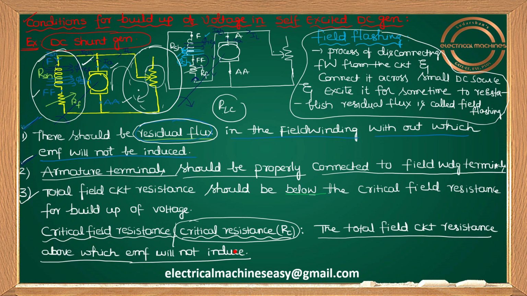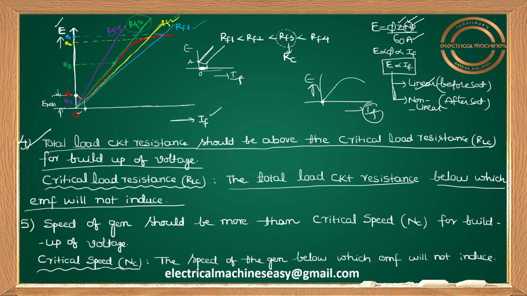So here I have to maintain some minimum value of resistance. That minimum value only I am calling the critical load resistance. If you maintain resistance below that RLC, EMF will not induce. Critical load resistance is the total load circuit resistance below which EMF will not induce. That should be above the critical load resistance RLC for buildup of voltage.